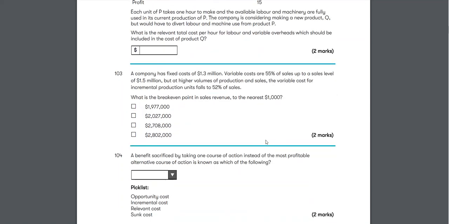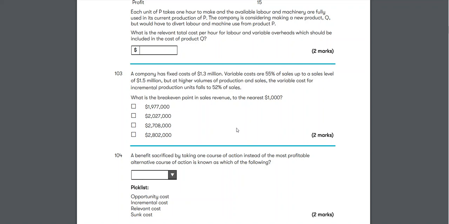Okay, what is the break-even point in sales revenue to the nearest 1,000? A company has fixed costs of 1.3 million. Variable costs are 55% of sales up to a sales level of 1.5 million. But at higher volumes of production and sales, variable costs for incremental production units fall to 52% of sales. So what is the break-even point in sales revenue?